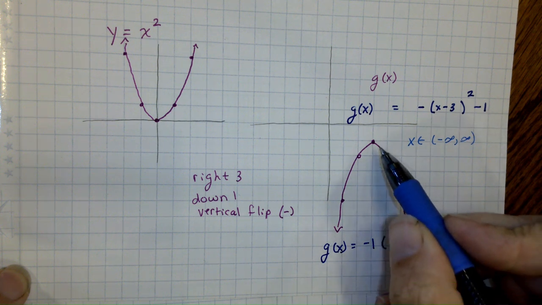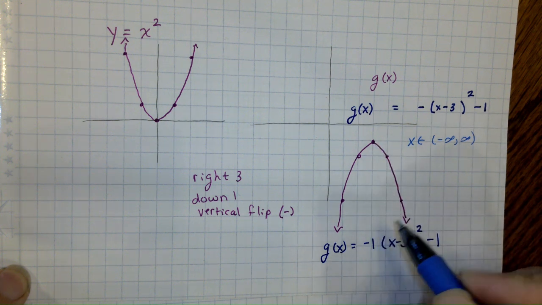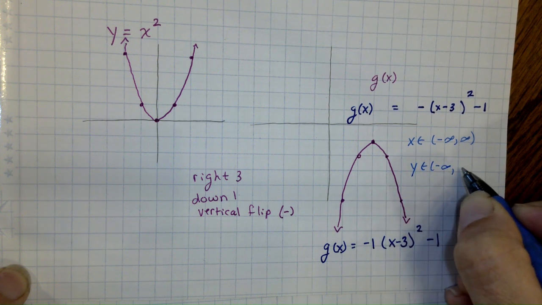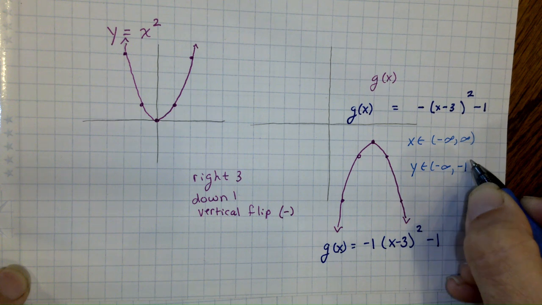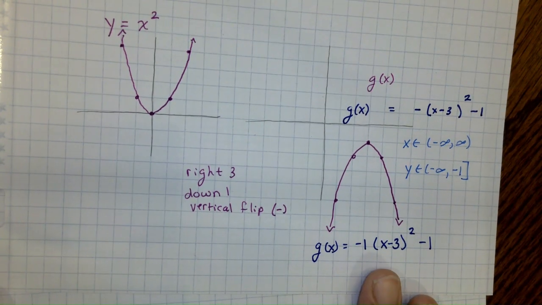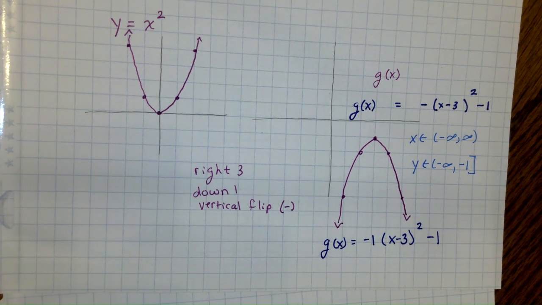Okay, our range, this time we have a ceiling but no floor. So this time our y's start at negative infinity, but they hit that ceiling of negative 1, and there is a dot at negative 1, so make sure you have a bracket there. So domain and range is always a good thing to have. Your vertex will really help you with that.